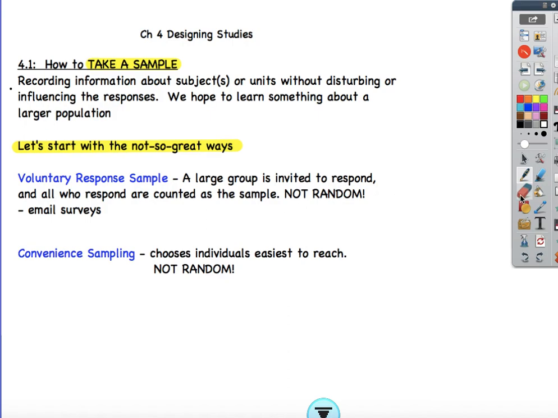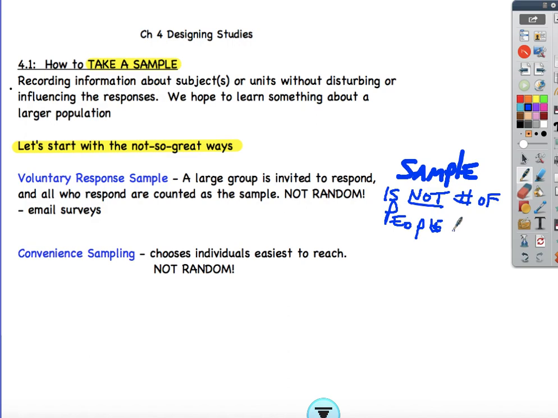So the sample is not the number of people you emailed, okay? It's the number of people who responded. So the sample is not the number of people you emailed. It's the number who responded.